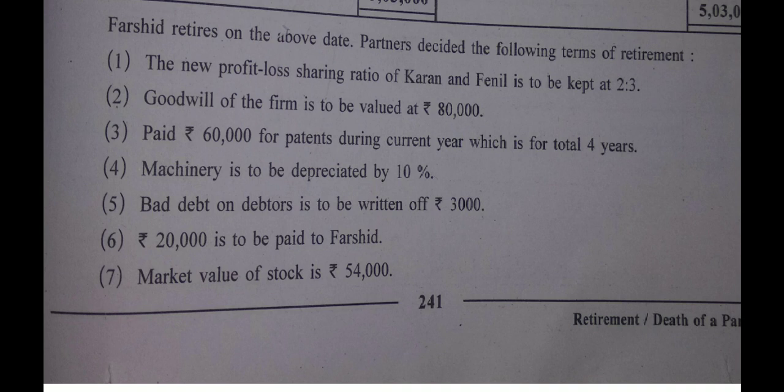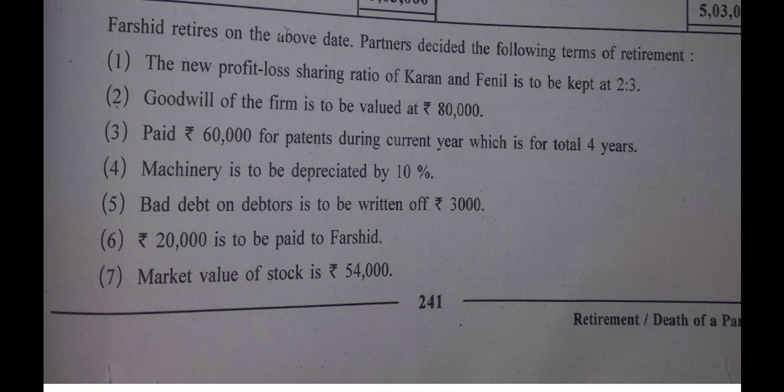Sixth adjustment. Rupees 20,000 is to be paid to Farshid. This is the retiring partner. Farshid is the retiring partner and is to be paid rupees 20,000 in cash. This is an important point. The amount payable to the retiring partner is to be paid in cash, or else it is to be kept as a loan. We've understood this in the previous sums that we have solved, of course. Here it is clearly instructed that you will pay 20,000 to Farshid.